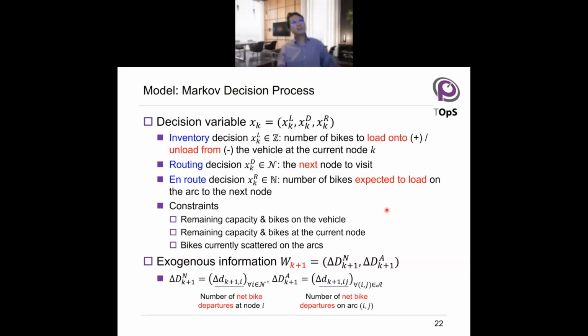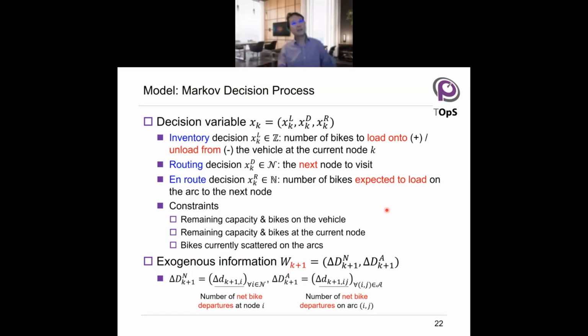And again, the mover has three decisions: the inventory decision, to decide on the loading and unloading amount of bikes onto the vehicle or from the vehicle. And this decision actually decides the inventory of bikes at the current location. And the routing decision is to decide x_D, the destination, the next node to visit. And this in-route decision is the expected number of bikes to load on the vehicle.